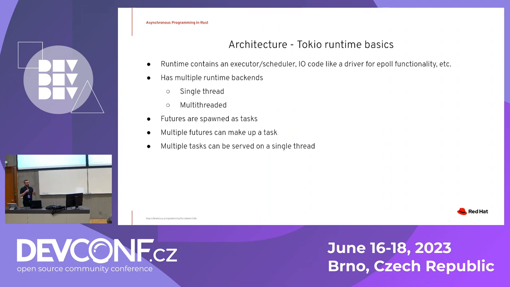We can now move on to the Tokio runtime basics. The runtime contains an executor and scheduler. That's where a lot of the IO code, like the functionality for epoll that you would get asynchronously in Tokio, is built. It has multiple runtime backends. You can choose either a single threaded backend, where all of the tasks are interleaved with each other on a single thread, or a multi-threaded backend for true parallelism. Futures are spawned as tasks, and multiple futures can make up a task. Multiple tasks can be served on a single thread.